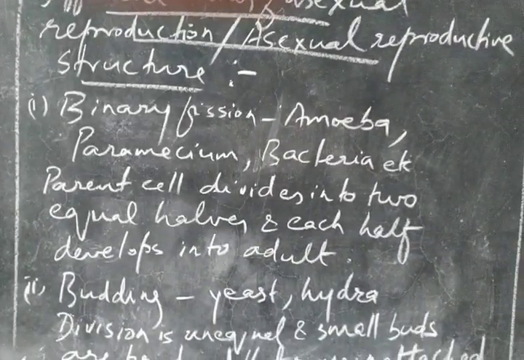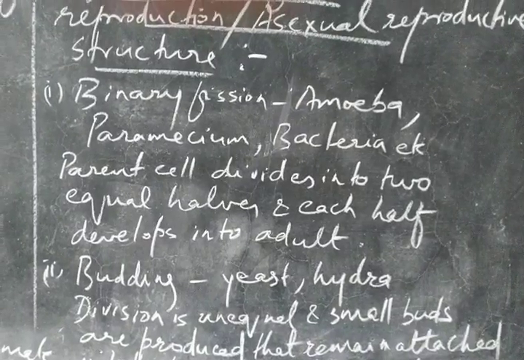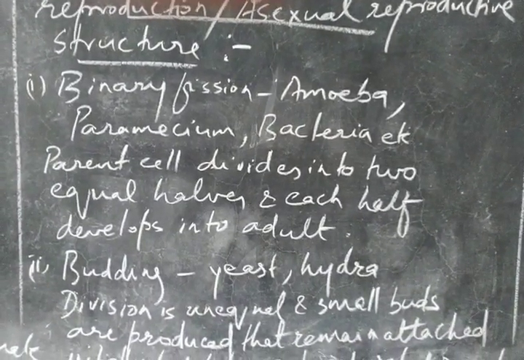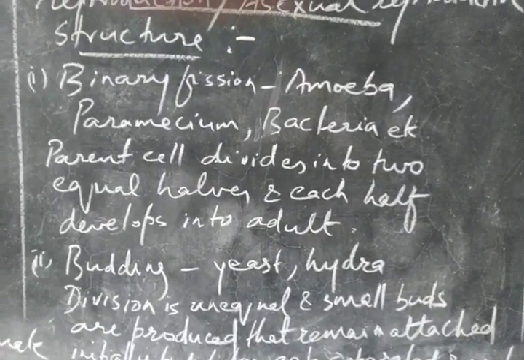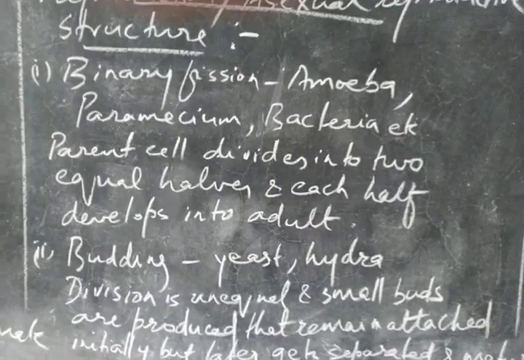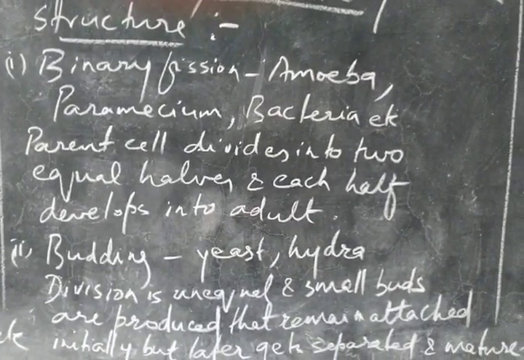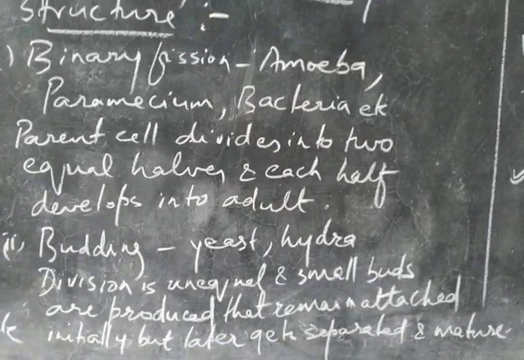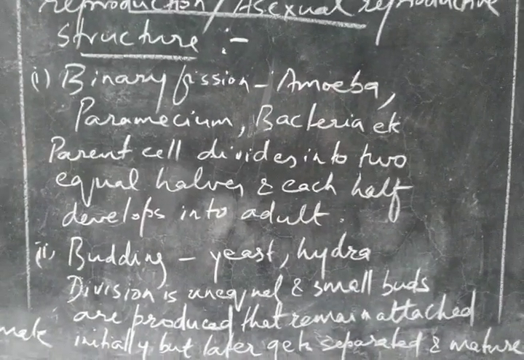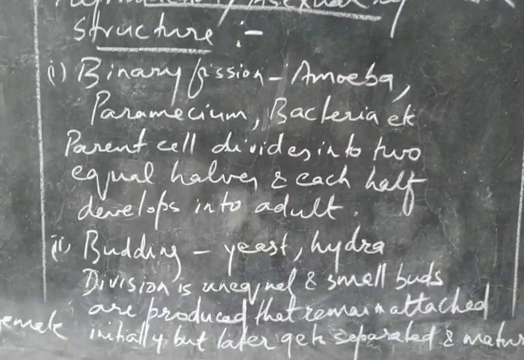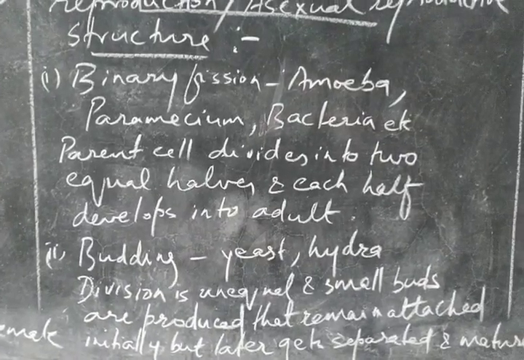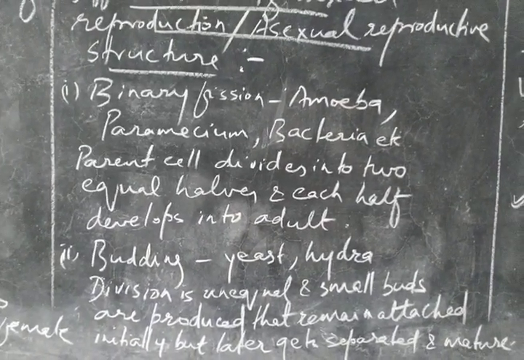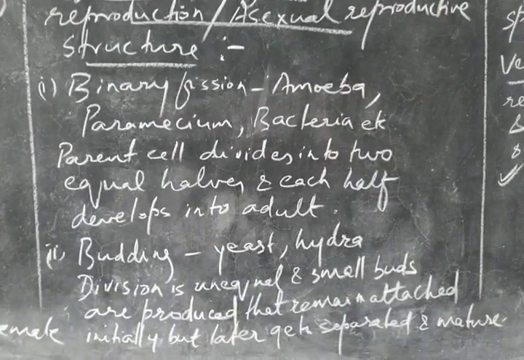Then the next one is budding. Budding occurs in yeast and hydra. Here the division is unequal. So the basic difference between binary fission and budding is that in binary fission the division is equal, whereas in budding the division is unequal, and small buds are produced that remain attached initially to the parent, but later get separated and mature into a new organism. After getting sufficient nutrients from the parent's body, they separate and mature separately in budding.